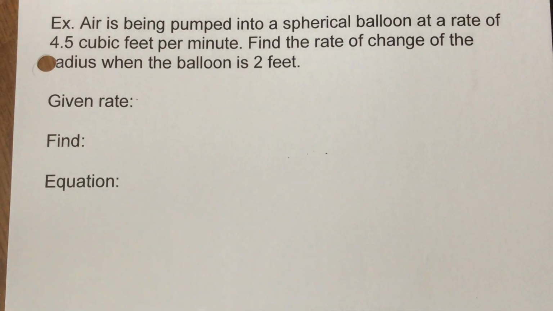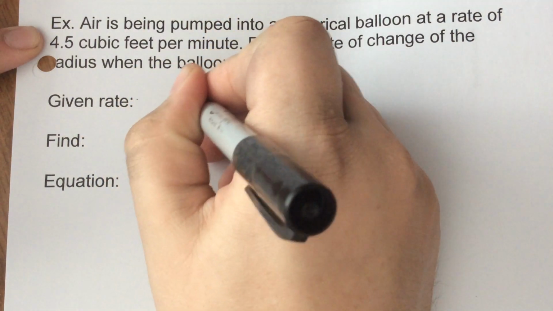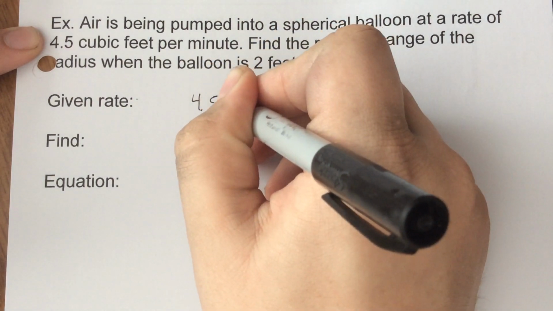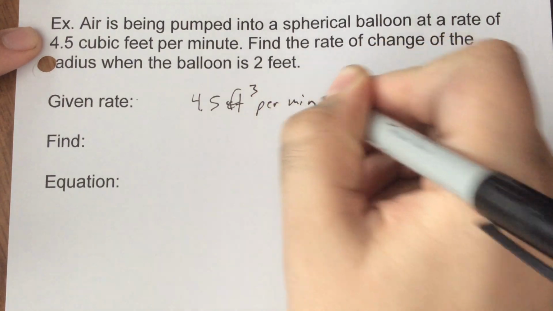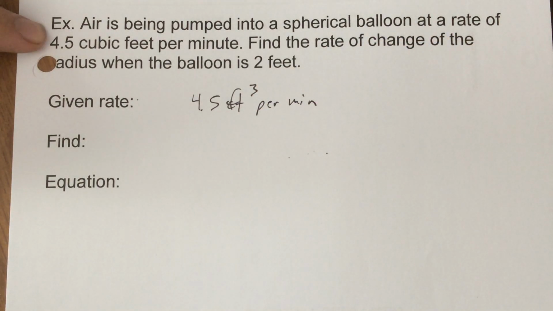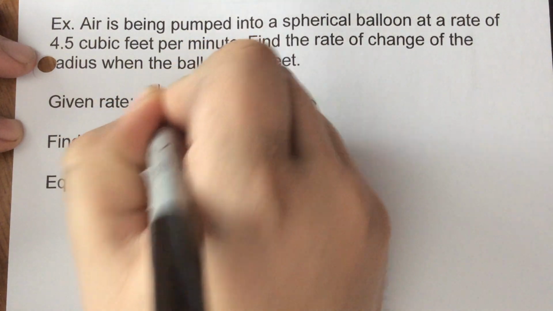So, air is being pumped into a spherical balloon at a rate of 4.5 cubic feet per minute. Find the rate of change of the radius when the balloon is 2 feet. So, given rate: we were given that it's going at 4.5 cubic feet, so feet cubed per minute. That's the rate at which air is being blown in, so that would be your change in volume. So we're going to call that dV/dt.